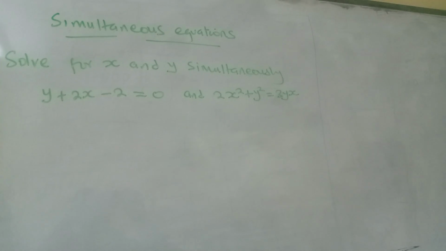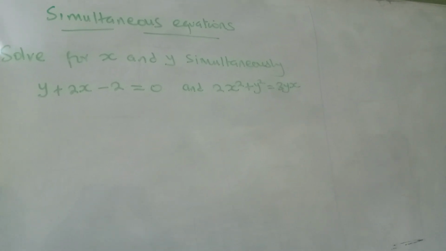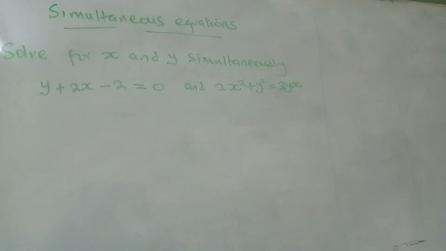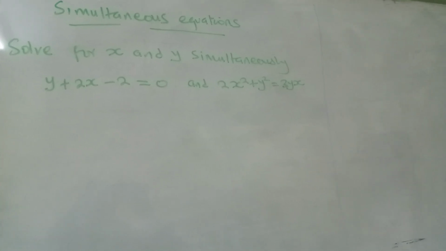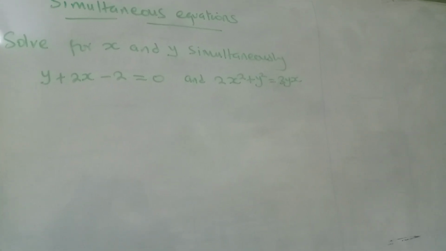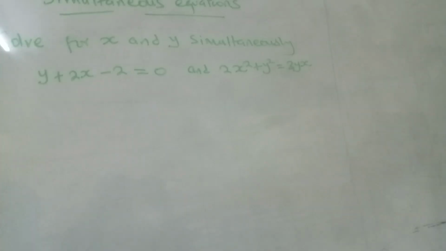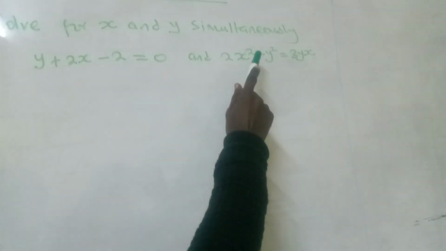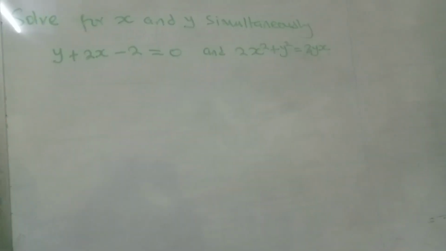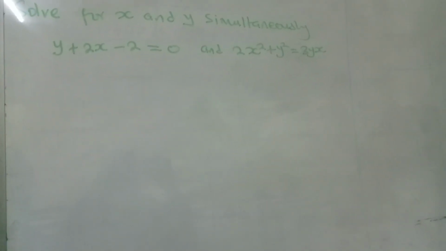So now our topic today in mathematics is simultaneous equations. The question says solve for x and y simultaneously, where the first equation is y plus 2x minus 2 is equal to 0, and the second one is 2x squared plus y squared is equal to 3yx. The first equation is linear, the second one is quadratic. Whenever you see x squared, y squared, this means it's a quadratic equation.